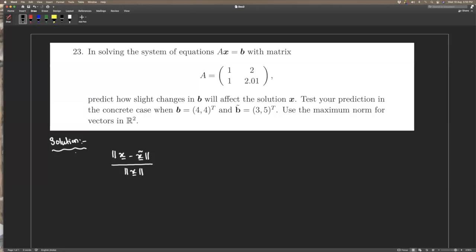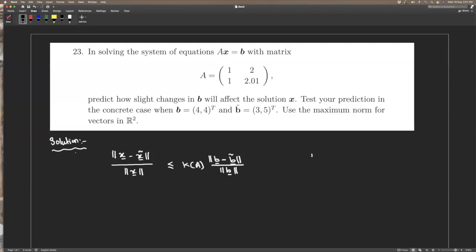And we have seen that this is less than or equal to the condition number of the matrix A, kappa of A, which is nothing but norm A into norm A inverse, into the relative error in the right hand side vector b. So this is what we have shown in the class. We have to use this inequality precisely in the present problem.